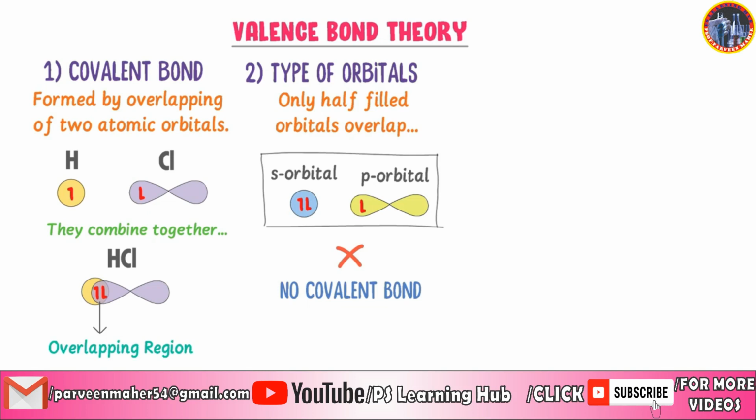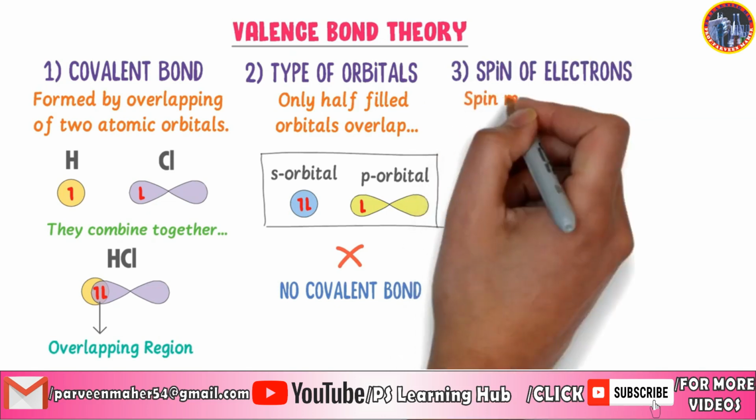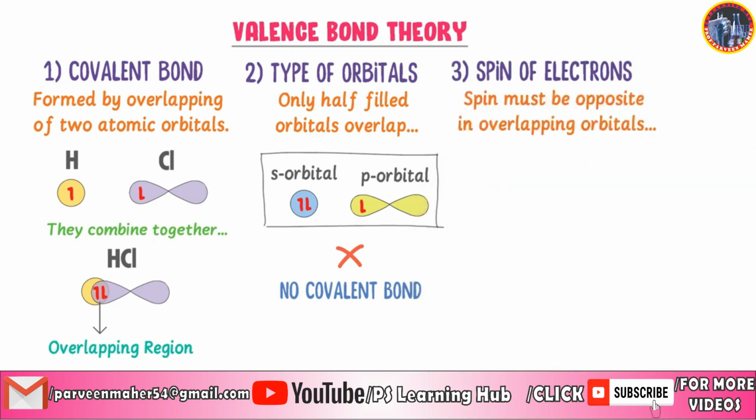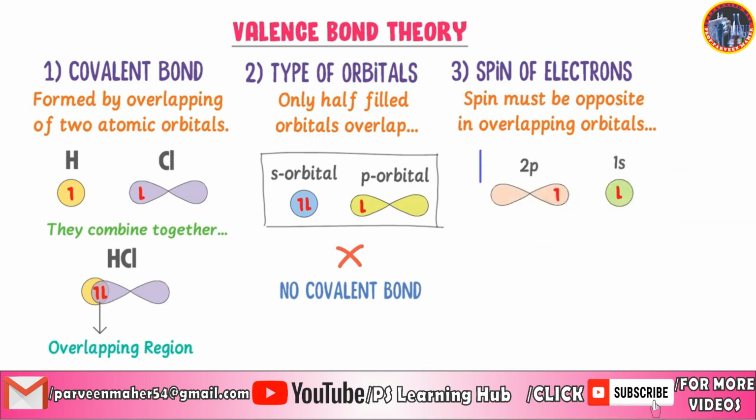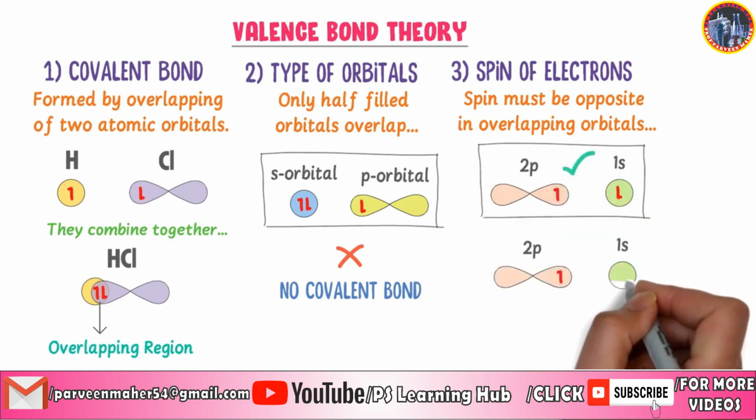The third point of VBT is the spin of the electron. It teaches that the spin of electrons must be opposite in overlapping orbitals to form a covalent bond. For example, consider this case. Here, the spin of the electron in 2p is upward, while that in 1s is downward. Hence, these both orbitals will overlap together because they have opposite spin. Secondly, consider this case.